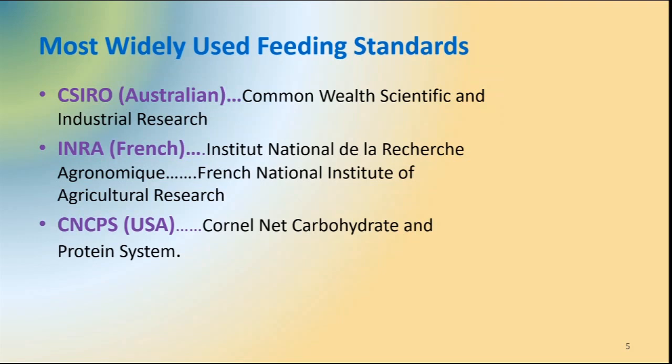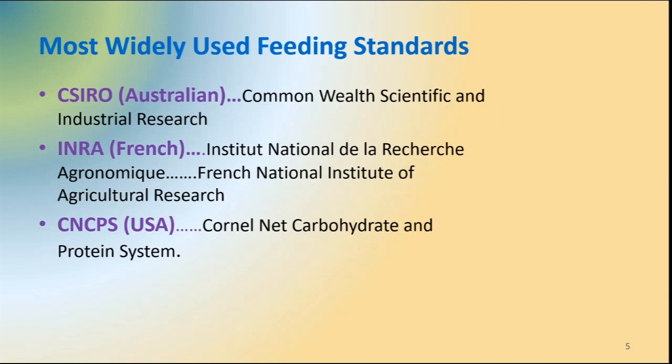In Australia, there is CSIRO, the Commonwealth Scientific and Industrial Research Organisation. They established their own feeding standards. Similarly, the French have their National Institute of Agricultural Research, and they have feeding standards for their own animals. The USA is another step ahead. They developed the Cornell net carbohydrate and protein system for dairy animals. So there is development in every country for establishing more precise feeding standards, to get maximum benefit out of animals with limited feed resources.